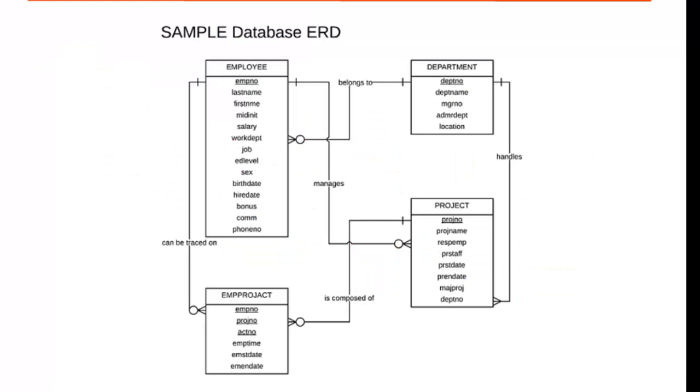During the installation of DB2 server, we have included sample database. And this would be the entity relations diagram of that database. This is only the partial tables. This is not the composition of all the tables on sample database. We have included only employee, department, project, and emp proj act.